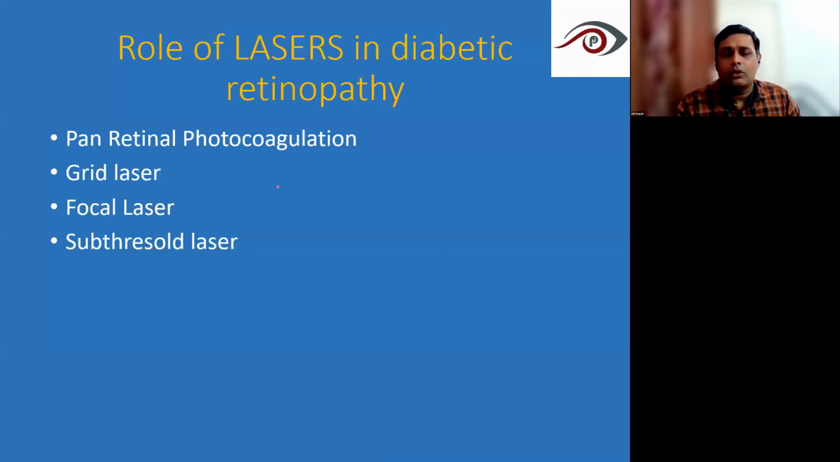So coming to the role of lasers in diabetic retinopathy, as I told you, normally we do it in four conditions. The first and foremost, the most important, is pan-retinal photocoagulation. The second is the grid laser, and we do focal laser and the subthreshold laser. We use lasers other than in diabetic retinopathy also, like in vein occlusions, vasculitis, CSR. There also we use them, but it became most important in diabetic retinopathy.